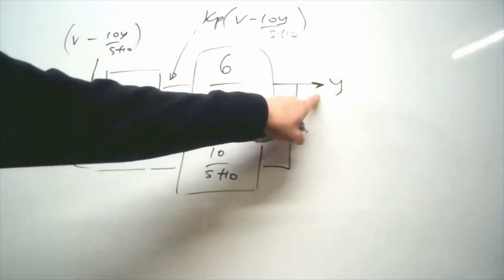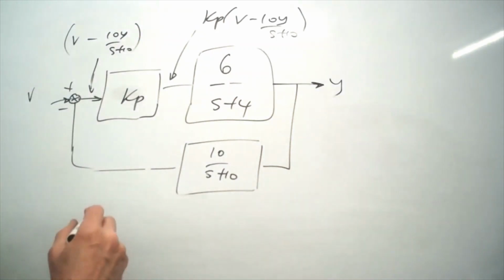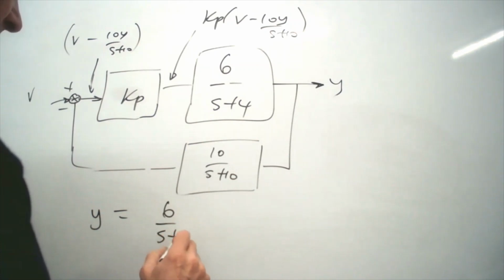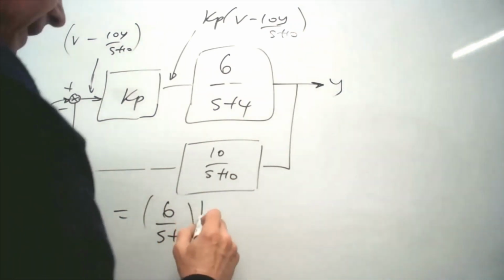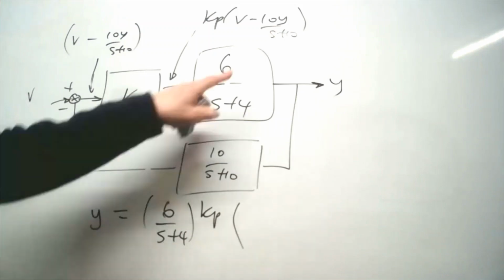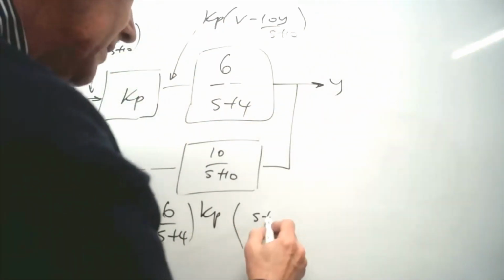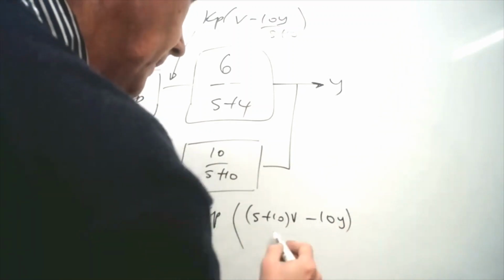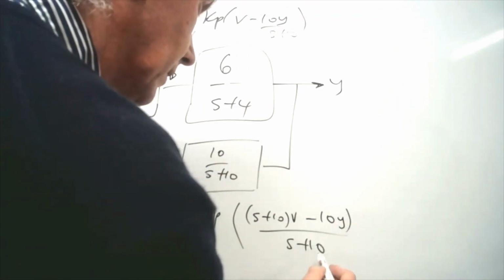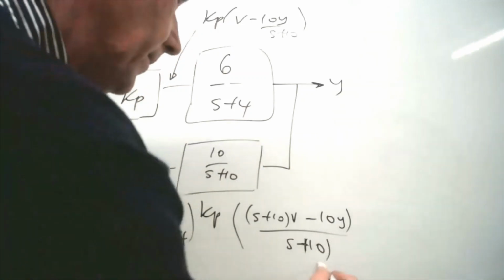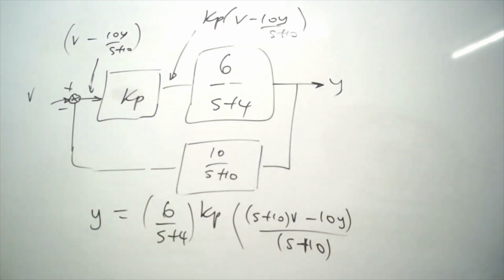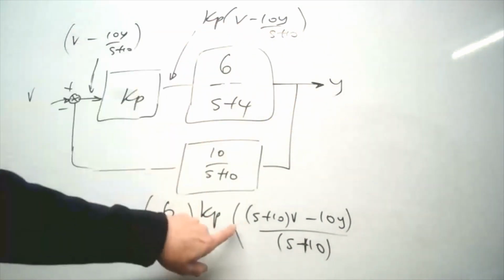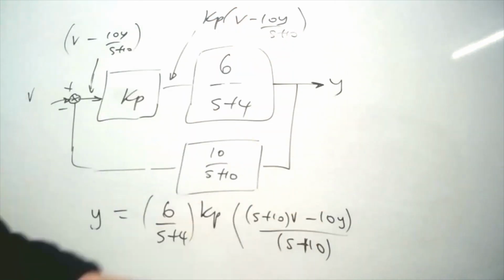So we can say that this is this times this. So I'm going to get that y equals 6 over s plus 4 multiplied by Kp. And I'll do the same trick with this now. I'll make it s plus 10 times v minus 10y divided by the s plus 10. So same trick as I did before. And so there's my little system equation now. This y is this block here times this term here. So it's Kp, and that simplifies down to that.